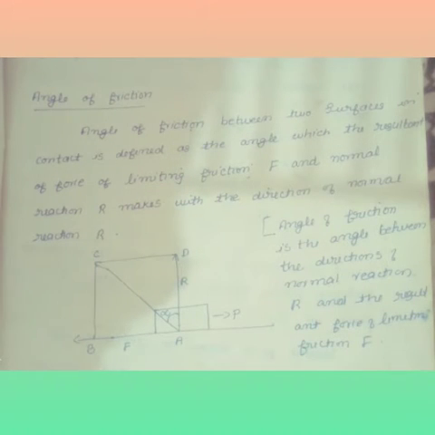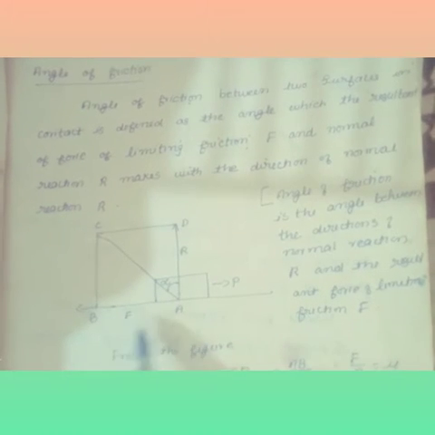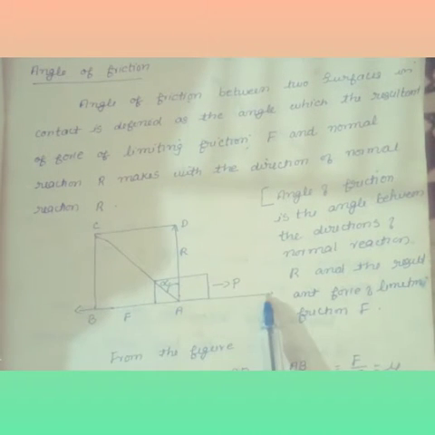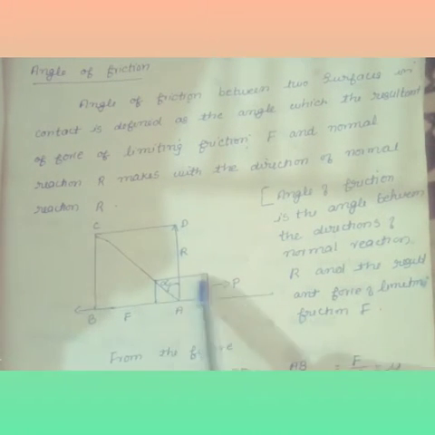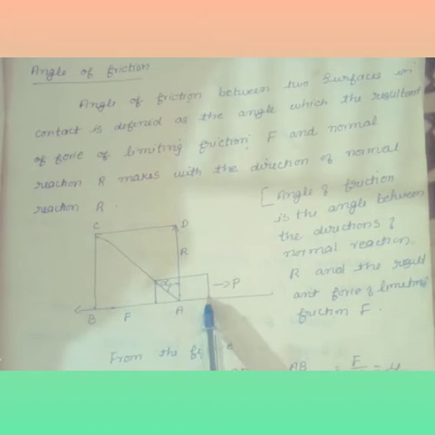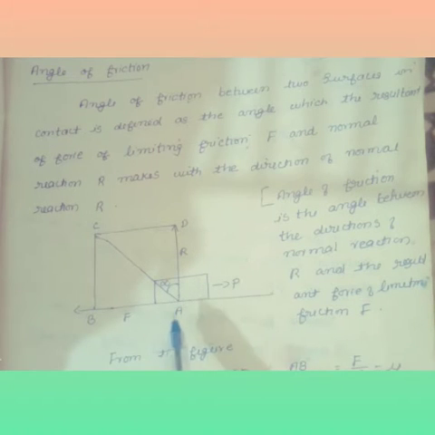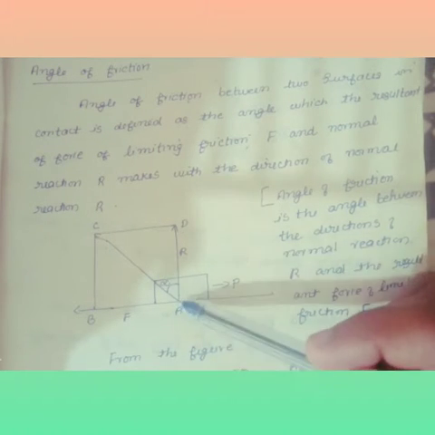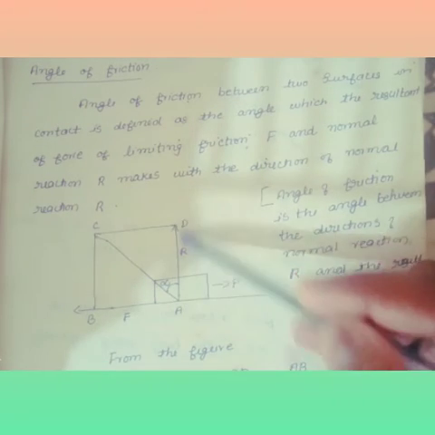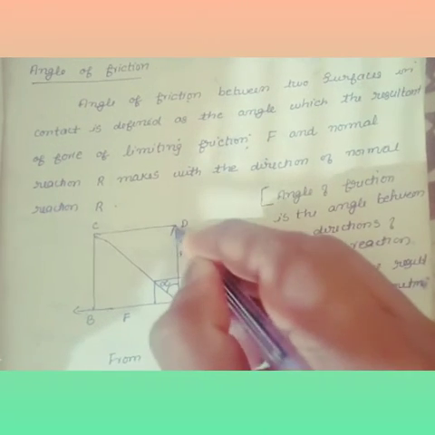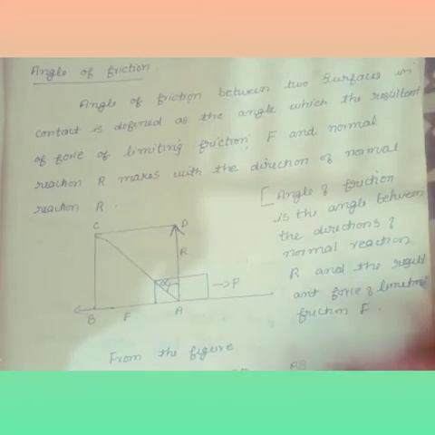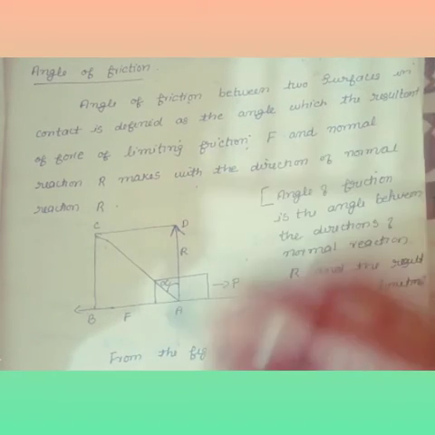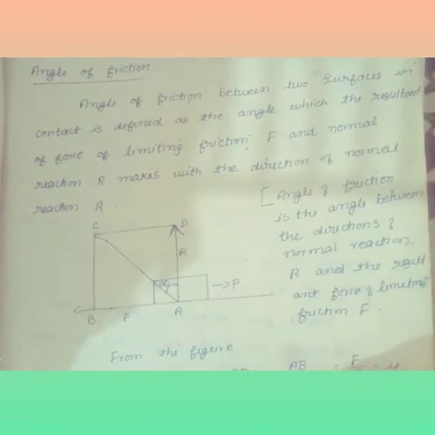The next one is angle of friction. See this diagram. This is the horizontal plane and this is the block, a wooden block. Angle of friction means the angle between the direction of normal reaction. This is the block, and this is the normal reaction R. The normal reaction is in the upward direction and its weight is in the downward direction.